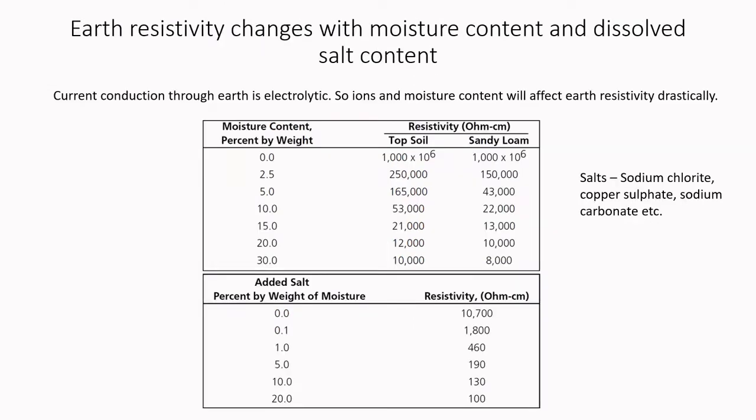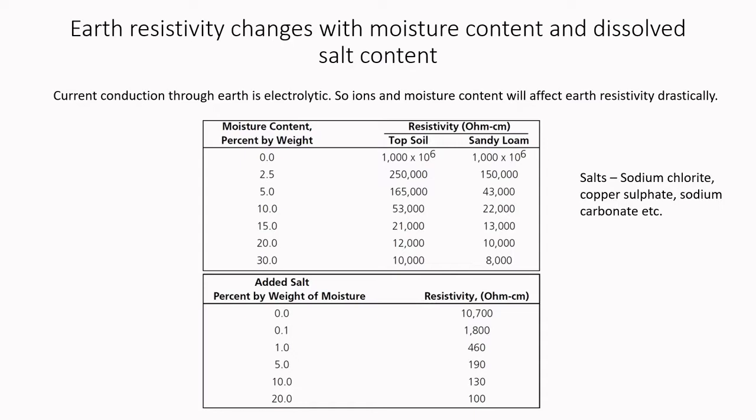In here we are going to discuss how earth resistivity will change depending on the moisture content and the dissolved salt content in the soil. Maybe you already know current conduction through the earth is mainly electrolytic. That means it is similar to what happens in an electrolytic battery. So ions and moisture content will affect the resistivity drastically in this condition.